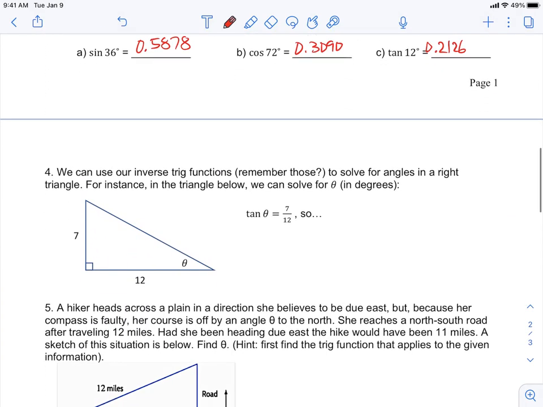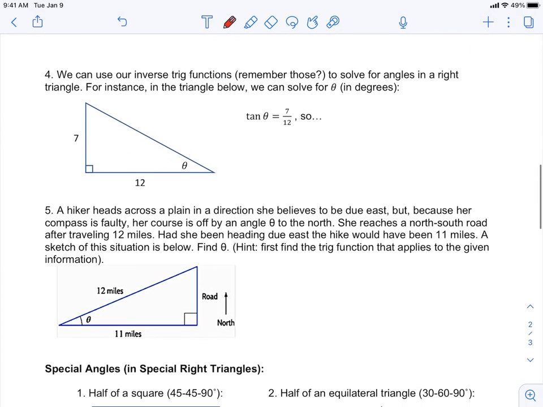All right, moving right ahead. We can now use inverse functions as well, just like we did in the previous chapter. This time, we would use inverse functions to find an angle of a right triangle using 2 of the 3 sides of a right triangle. So for instance, if you were given the 2 legs, then we could use the trig ratio that involves the 2 legs, and that would be tangent. We know that tangent is opposite over adjacent leg. So in this right triangle, the tangent of theta would be 7 over 12.